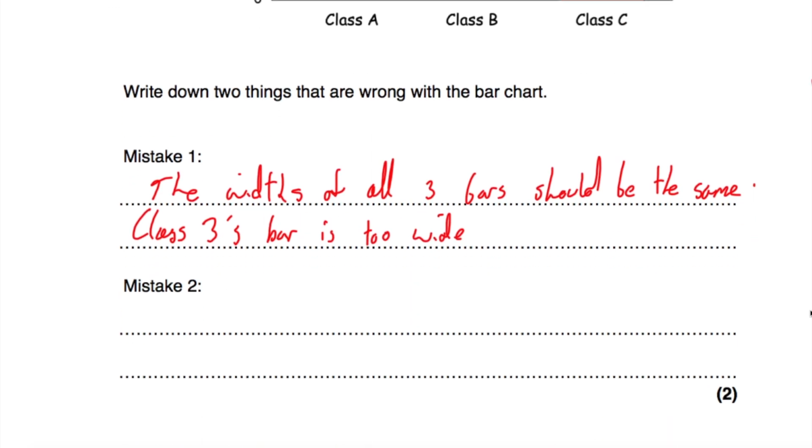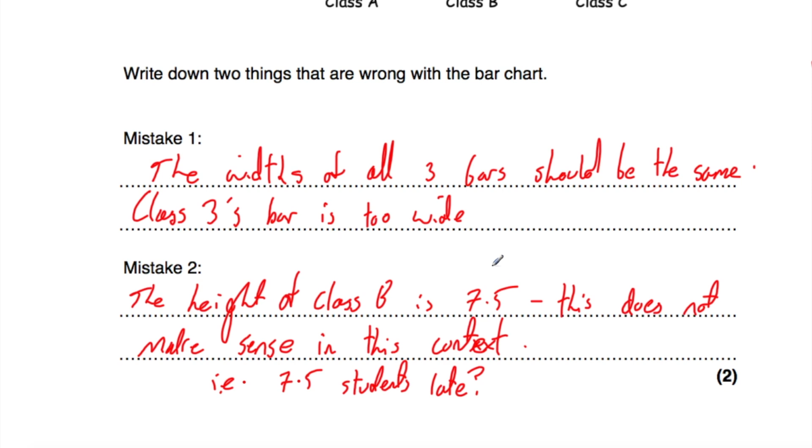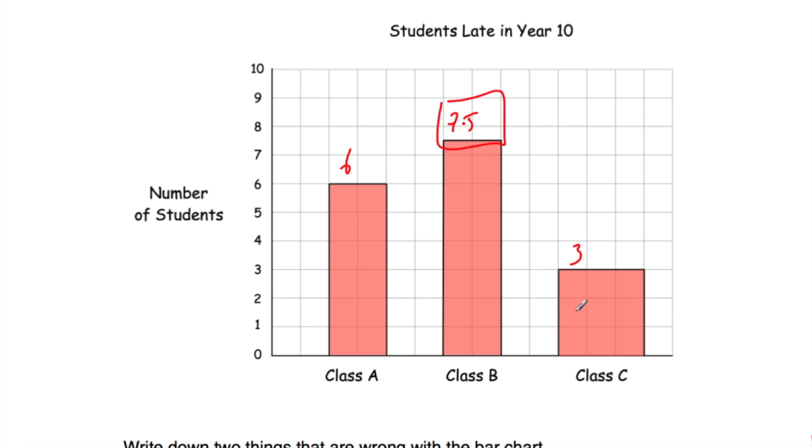Okay, so let's explain that. I've said the height of Class B is 7.5, or the frequency is 7.5. That doesn't make sense in this context. 7.5 students late, it doesn't make sense. And that's it. So there are 2 mistakes. The 2 mistakes were the width of this bar should be the same as the other 2, and the height of this bar is a problem in this situation. Okay, let's look at our next question.